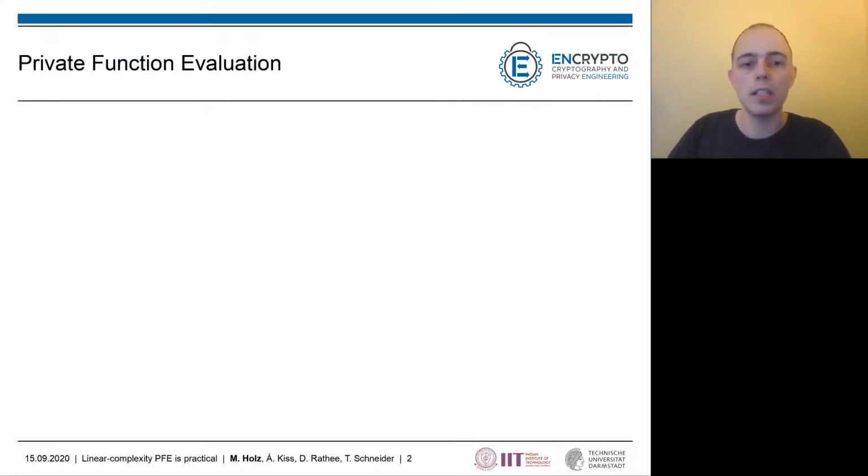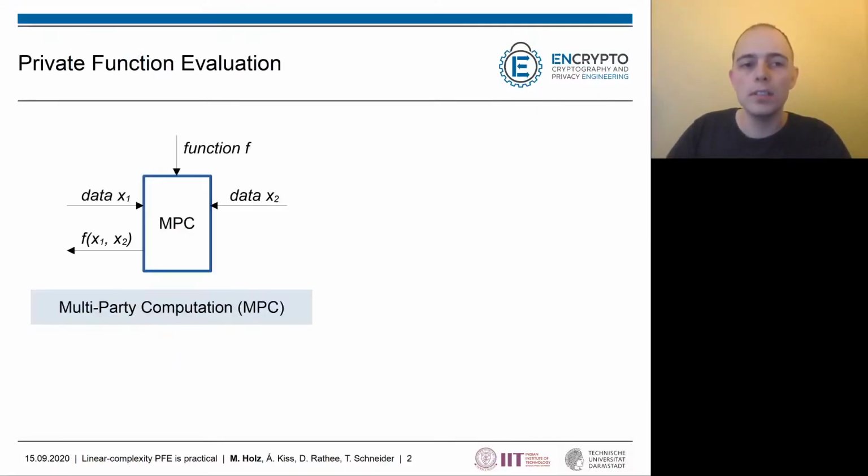So what is private function evaluation? Let's first consider the standard multi-party computation setting, where we have publicly known functions and two parties, and each of these parties inputs some private data, x1 and x2 in this case. Then these two parties are able to jointly evaluate the publicly known function on their private data without revealing their private data to the other party.